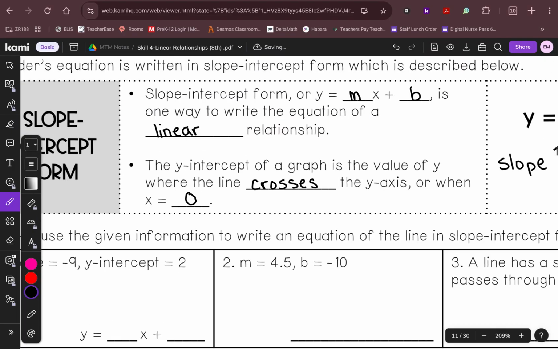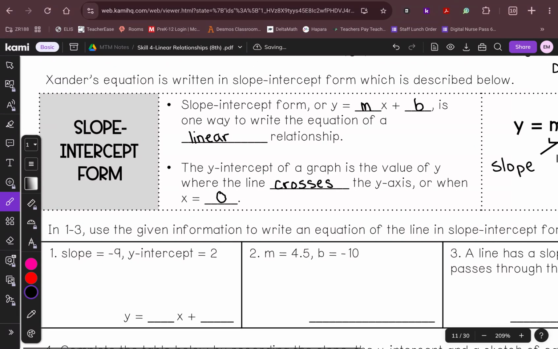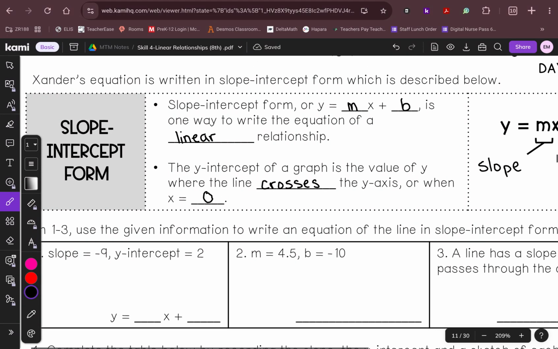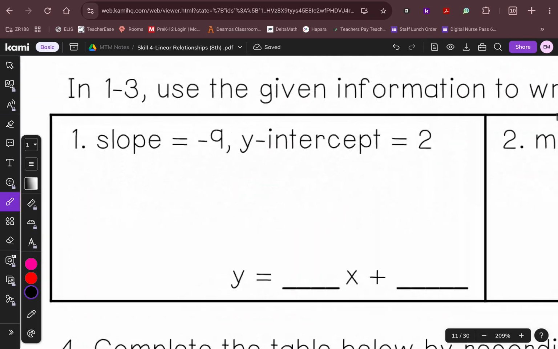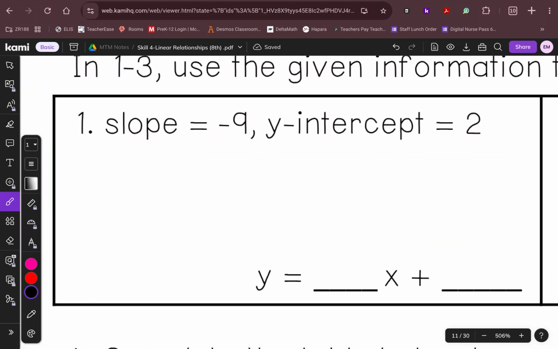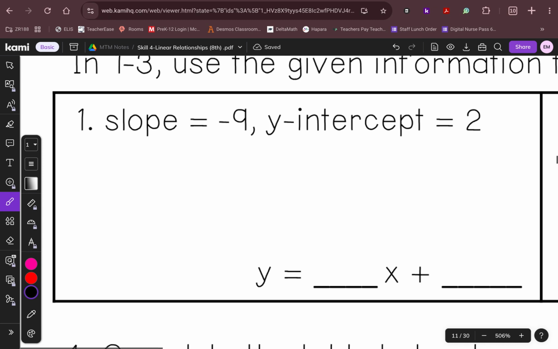Okay, so we are going to use the given information to write an equation of the line in slope-intercept form. So let's go to number 1. My slope is -9. My y-intercept is 2. So we know that it's going to say y equals mx plus b.